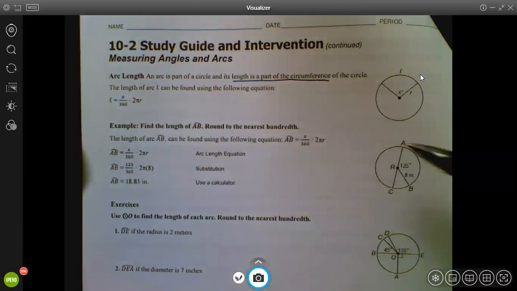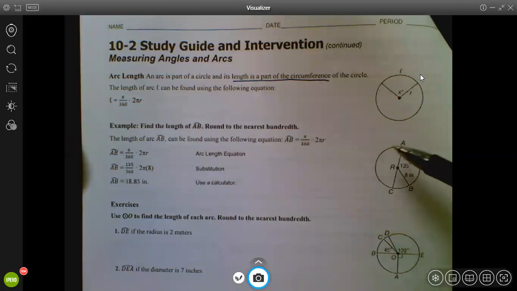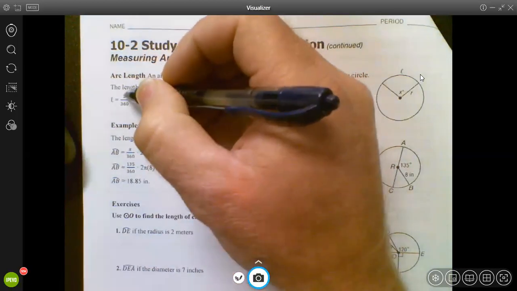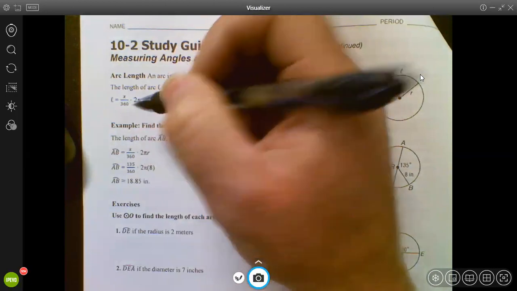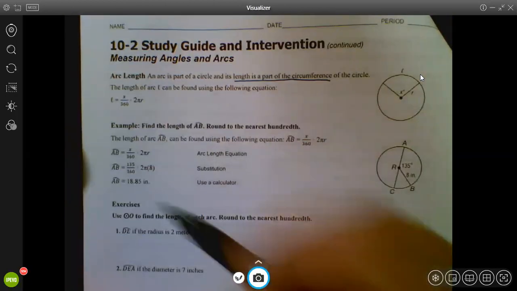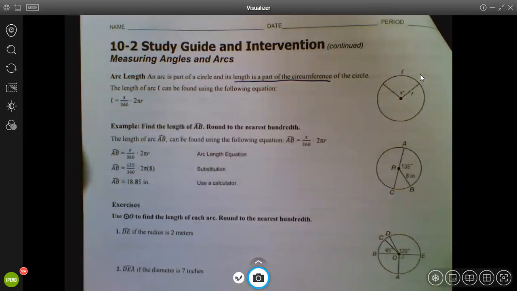If I wanted to know the length of that arc right there, well, isn't 180 degrees half the circle? So if this represents half the circle, then its length would have to represent half of the circumference. That's all we're really doing with this formula: figuring out how much of the circle it represents, and then multiplying that by the circumference. So let's give this a try here. x represents the degree of your arc, and r is obviously the radius. So let's jump down to these bottom 4.